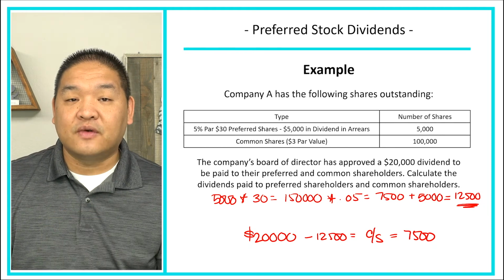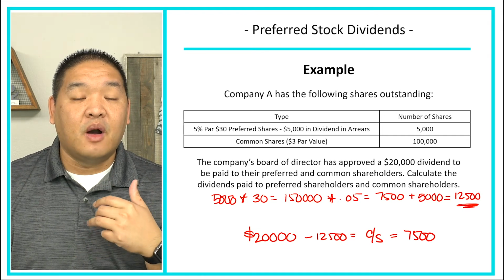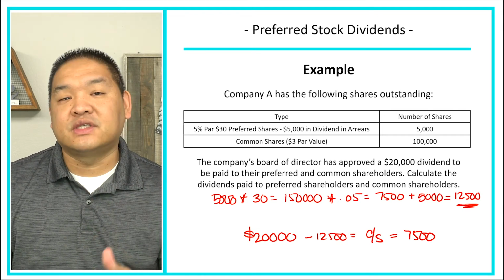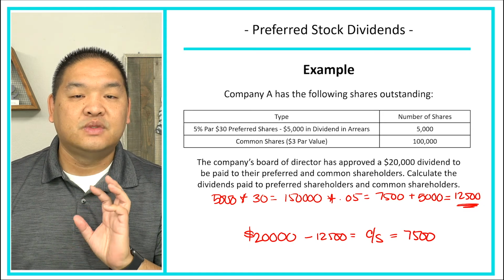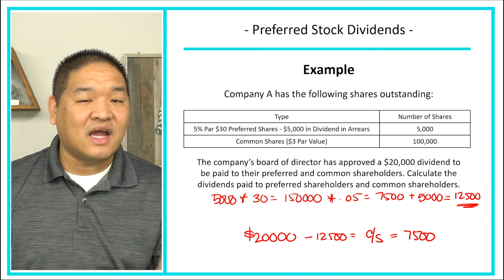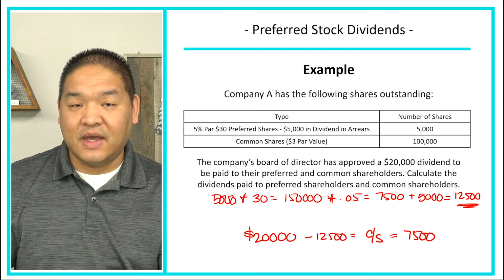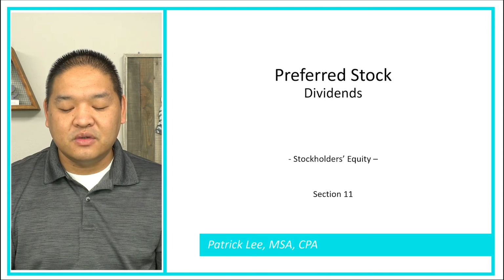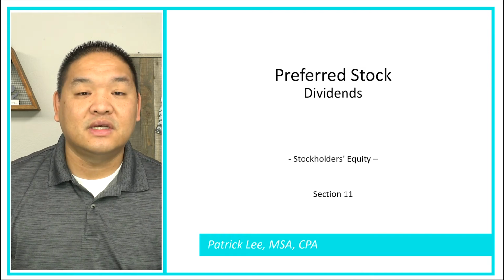Until the preferred shareholders are gone, meaning that the company has bought all the preferred shares, this is going to continue happening, especially for a cumulative dividends preference for the preferred shareholders. If it's just current, then it's not a huge problem because anything that wasn't paid doesn't get paid to them in the future. So hope you enjoyed this lesson on preferred stock dividends, and we'll see you in the next lesson.